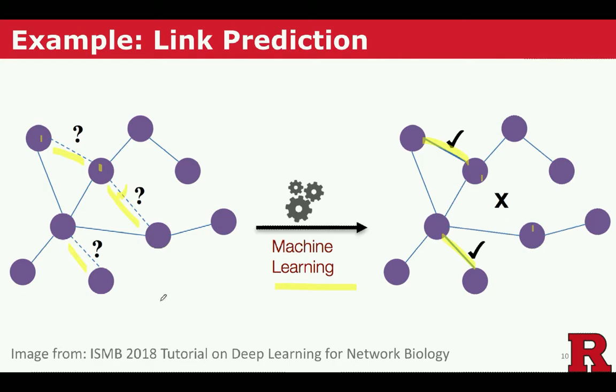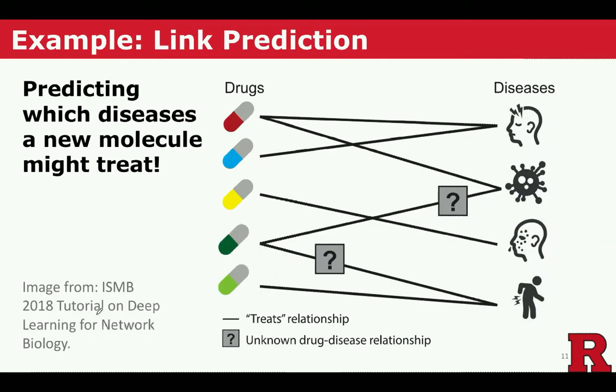That means in the beginning, the input graph is not full, so the structure itself is not complete. And this is one application of link prediction. Given a bipartite graph where nodes can be drugs or diseases, link prediction predicts which disease a new molecule might treat. So the edges are basically treatment relationships.